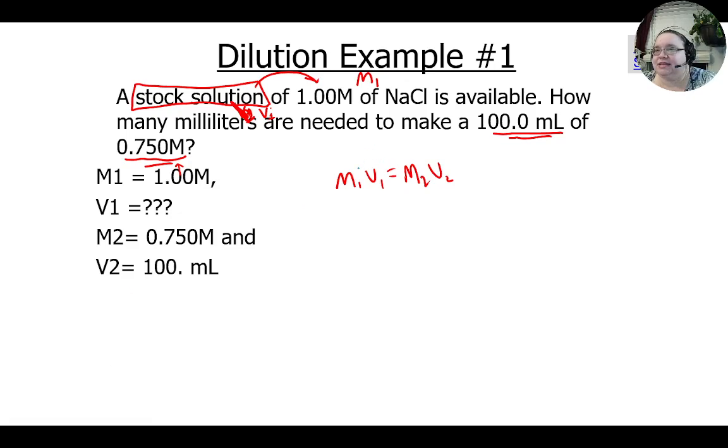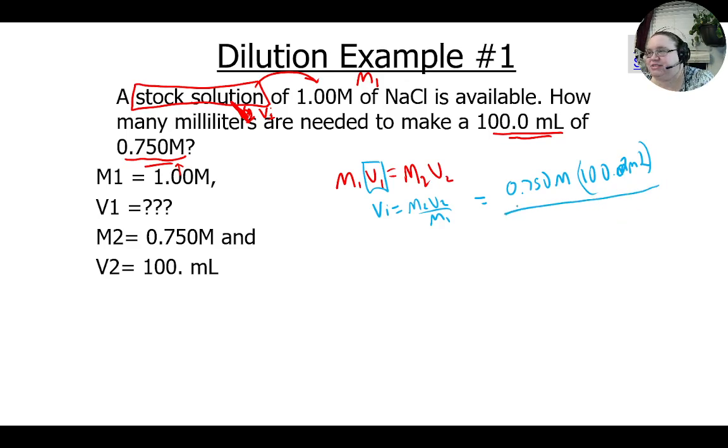It is asking us for volume of stock solution. That means I need that by itself. So I divide both sides. V1 equals M2 V2 divided by M1. So I can now just plug and chug. I know that I have to put 0.750 on top because it's the final, and I know that I have to put 100 milliliters on top, and these two things are being multiplied together. Remember, Miss Raines doesn't like using multiplication symbols. I prefer using parentheses. Doesn't matter, really and truly. So on the bottom, I got to put my M1, which is 1.0 molar.